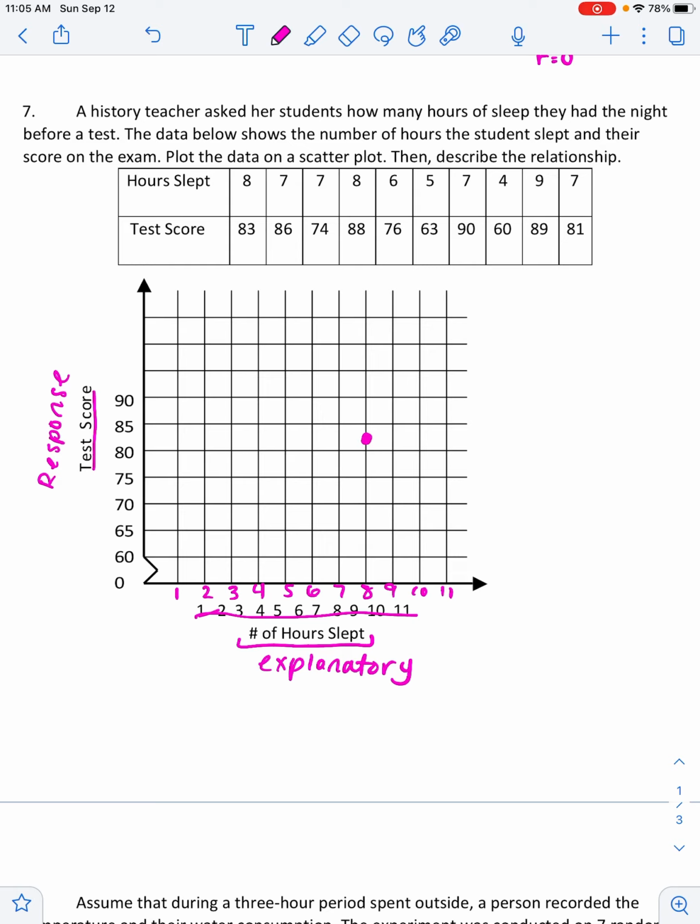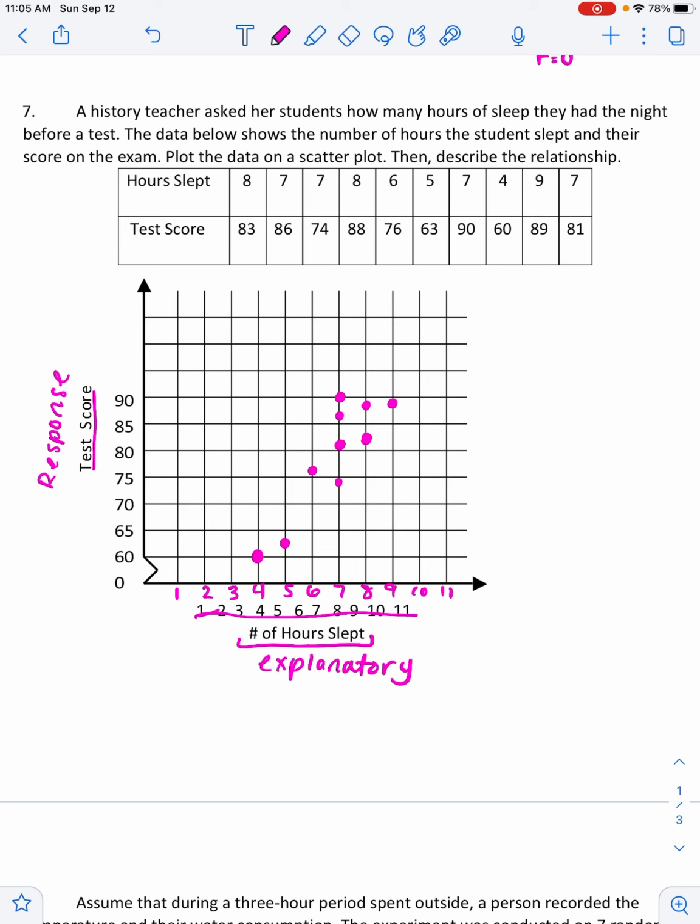7 hours and a score of 86. 7 hours and a score of 74. 8 hours and a score of 88. 6 hours and a score of 76. 5 hours and a score of 63. 7 hours and a score of 90. 4 and a score of 60. 9 and a score of 89. And 7 and a score of 81.